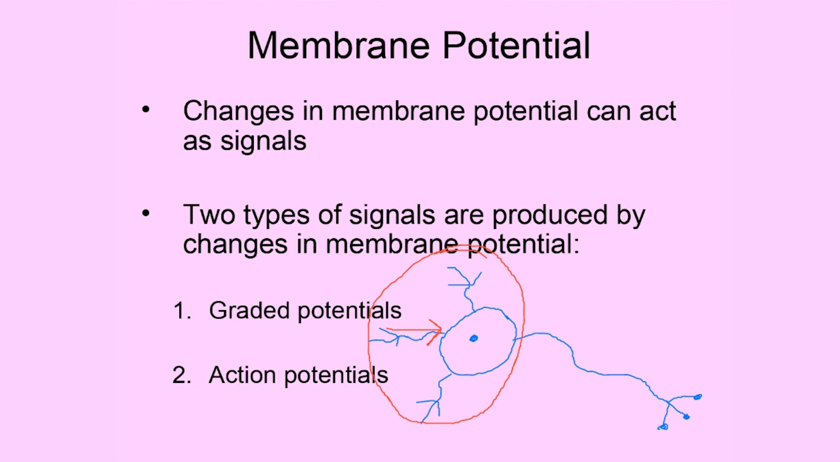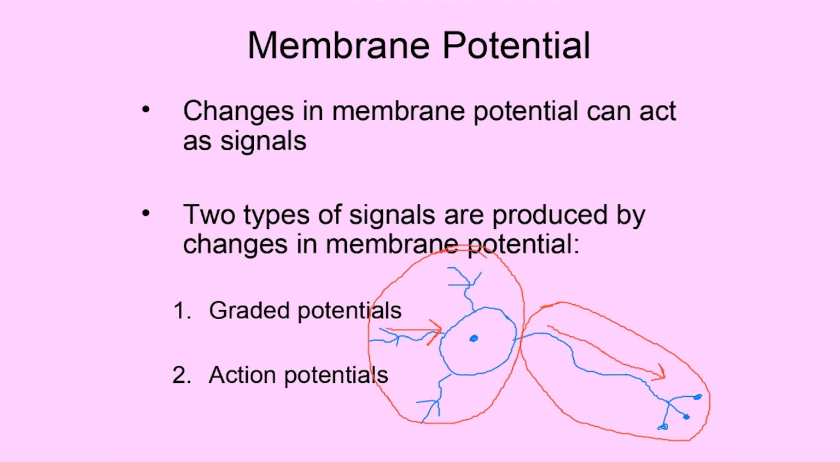Action potentials are changes in membrane potential that are happening out in the area of the axon. When we see action potentials happening, these are wave-like changes in membrane potential that are traveling down the axon in this direction. So they're traveling away from the cell body.